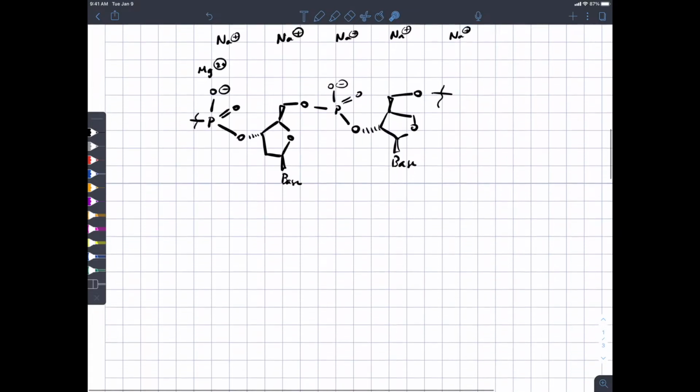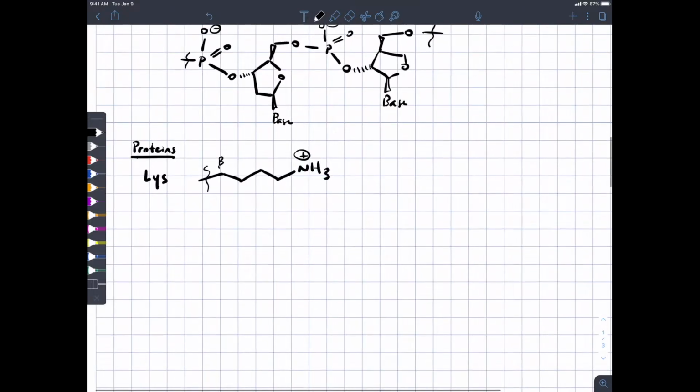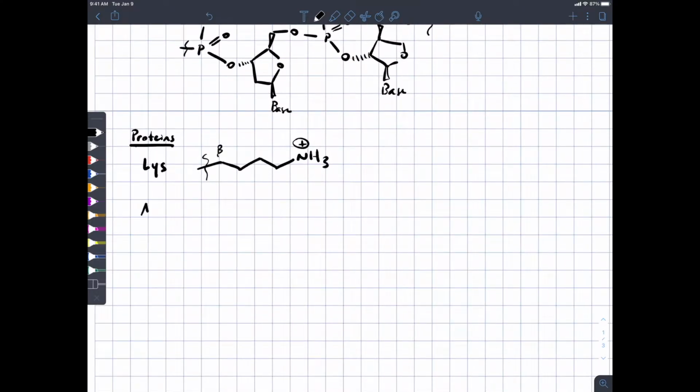Another situation in which ion pairs can be important is in proteins. So amino acid side chains, some of them are charged at physiological pH. So the amino acid lysine has the following side chain. Here's the beta carbon, gamma, delta, epsilon, and then there's an amino group which is protonated at physiological pH. The pKa of that group is, I always forget, so I'm not even going to tell you. It's something like 10. But it's generally positively charged at physiological pH.